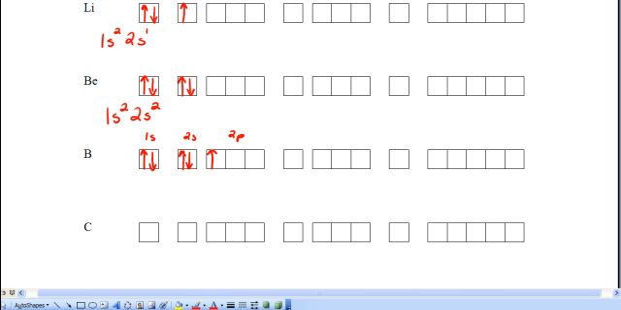So the electron configuration for boron is going to be 1s2, 2s2, 2p1. You have 2 electrons in the 1s, you have 2 electrons in the 2s, you only have 1 electron in the 2p, and you have a total of 5 electrons. Moving on to carbon.